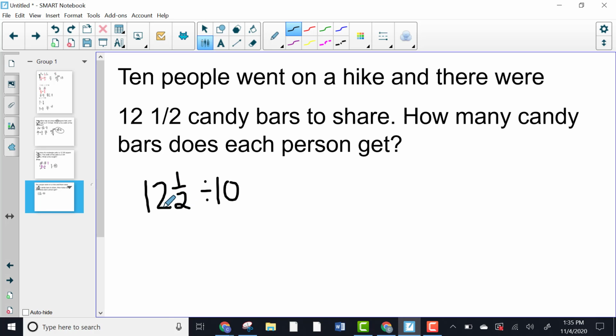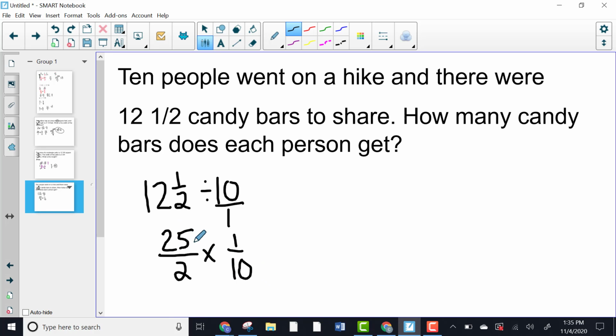12 times 2 is 24, plus 1 is 25 over 2. We keep that. We're going to change the division sign to multiplication. And now we have 10. Understand that means 10 over 1, so we're going to make this 1 over 10.